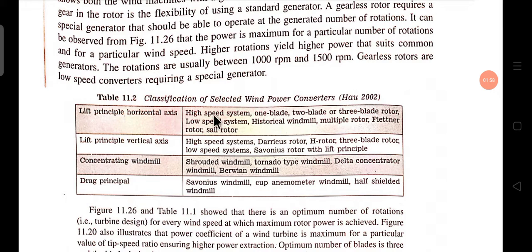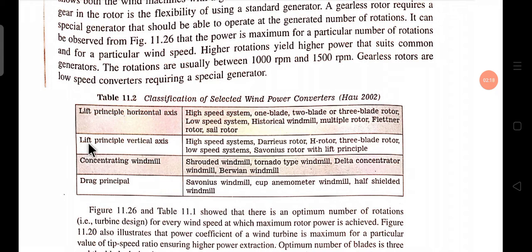The first one is the high speed system, with one blade, two blade or three blade rotors. Then the low speed system, which is the historical windmill, multiple rotor, fitted water rotor and sail rotor.